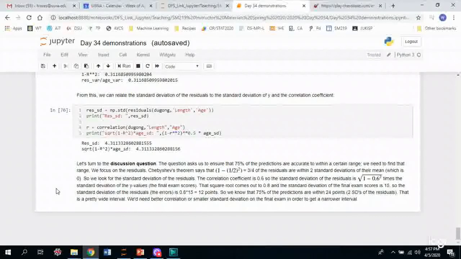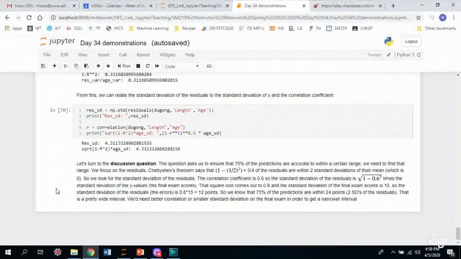So we're looking for the standard deviation of the residuals in order to get a sense of how wide this interval should be. The correlation coefficient is 0.6. So the standard deviation of the residuals is the square root of 1 minus 0.6 squared times the standard deviation of the y values, and the y values are the final exam scores. The square root here turns out to be 0.8, and the standard deviation of the final exam scores is 15. So we get 80% of 15, which is 12 points for the standard deviation of the residuals.